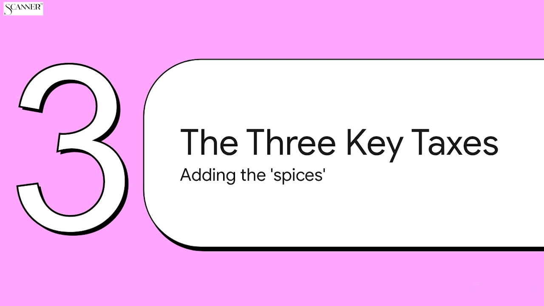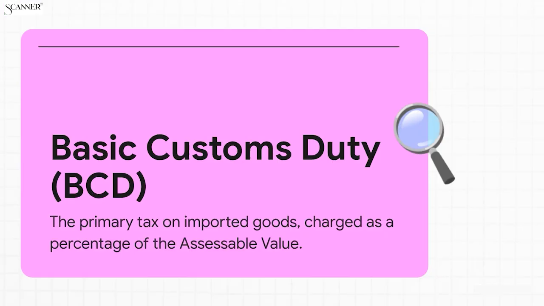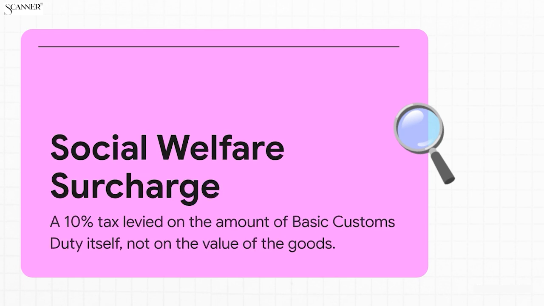Okay, so we've got our base ingredient, the accessible value, and we know exactly which dates and rates to use. Now it's time to add the flavor, the spices. There are three key taxes that get layered on top, and believe me, the order matters. Our first spice is called Basic Customs Duty, or just BCD. This is the main event, the primary tax. It's calculated as a simple, straightforward percentage of our accessible value. Pretty easy, right? Next, we add something called the Social Welfare Surcharge, or SWS.